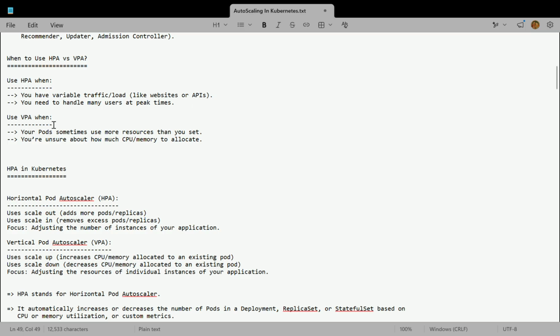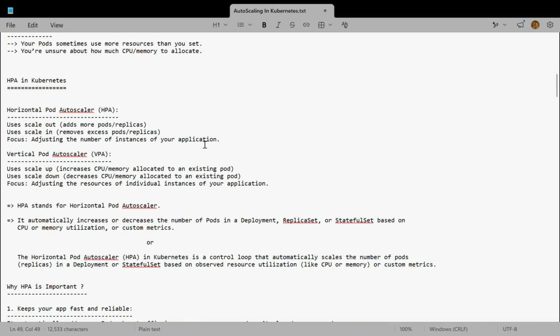And we use VPA when pods sometimes use more resources than what you set, and you are unsure what CPU or memory to allocate for each pod. Mostly we use HPA, right? With HPA there are two concepts for identical replicas of a pod: scale out means increasing the pods, and scale in means decreasing the pods of the same replicas.